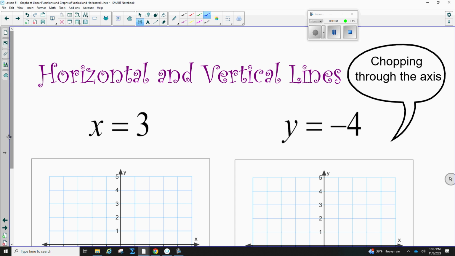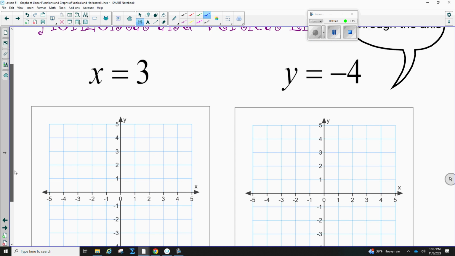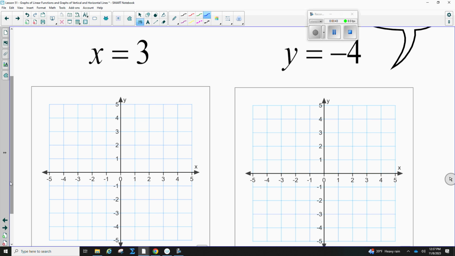All right, horizontal and vertical lines. These are special graphs, okay? So if you don't have y equals like x plus 1, right? Normally it looks like that. Y equals 2x plus 3 or something like that, okay? If you only have an x or you only have a y, they are special lines, okay?